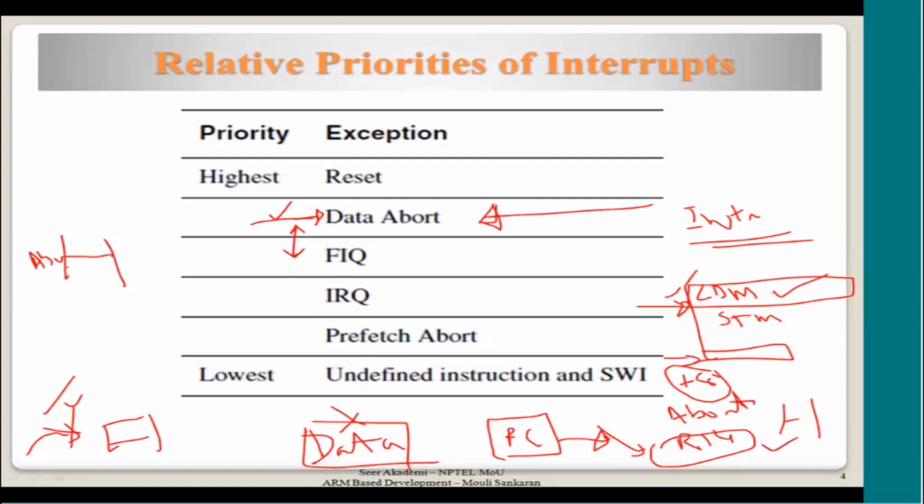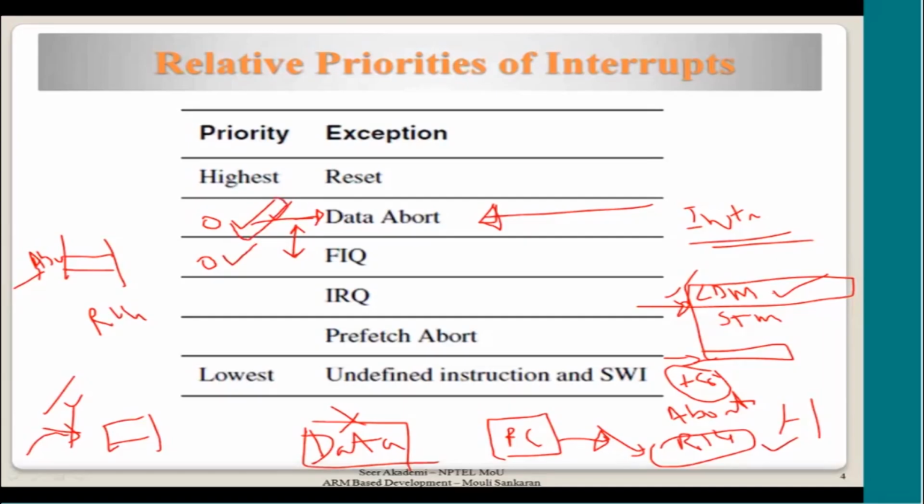Okay. That means what? The PC value which caused the data abort has been copied into R14 of the abort mode, and then immediately the processor comes back to handle the FAQ, because processor knows internally that both are enabled, both are to be attended to, because both have simultaneously happened. So it just only makes sure that I note down which address has caused the data abort. I will come back to this and then address it later.